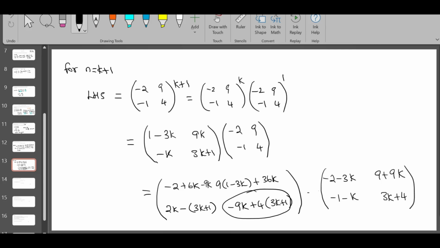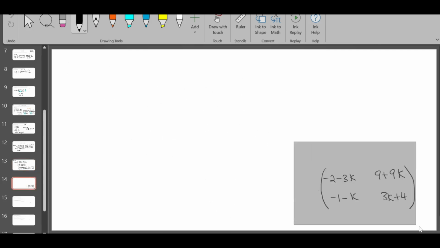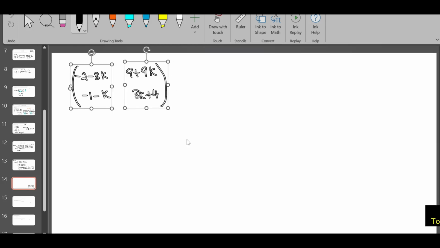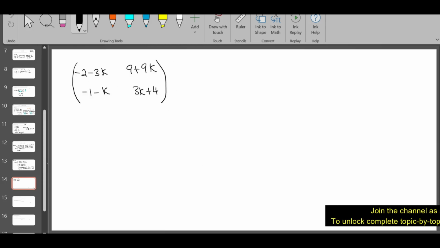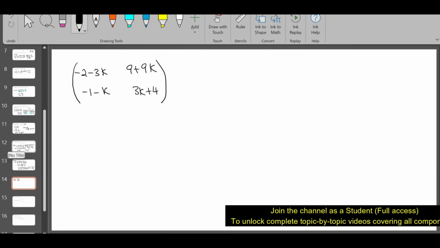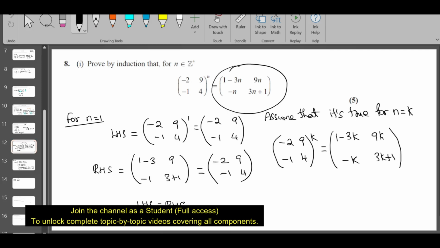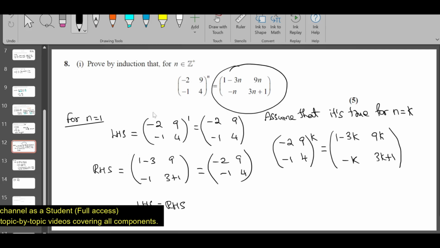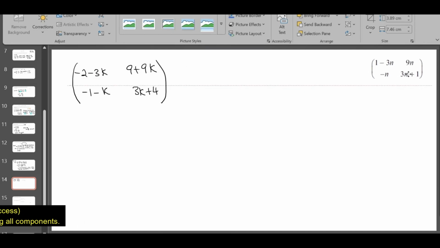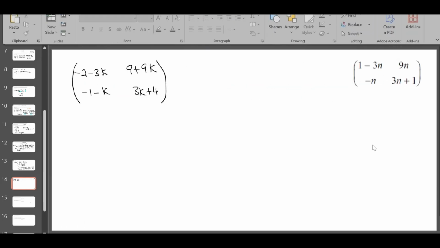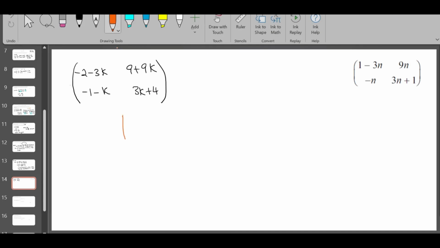So I got this matrix. Now I ended up getting this matrix, but what we need to prove is that this matrix can be written in this form where n is k plus 1. Probably I'll copy this first. Okay, I copied it here actually. We need to write this matrix into this form where n is k plus 1. In the place of n, you need to have k plus 1. You see how I am doing it.